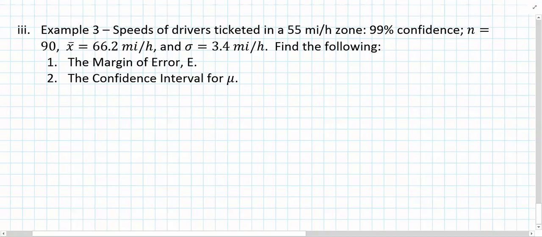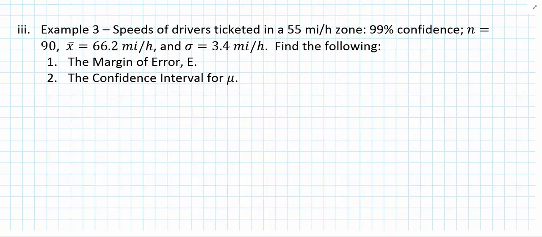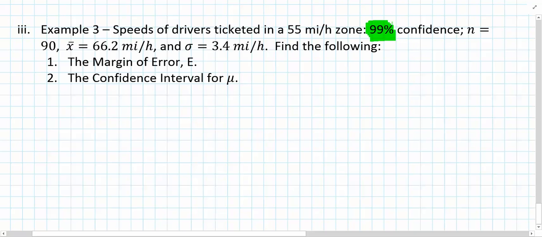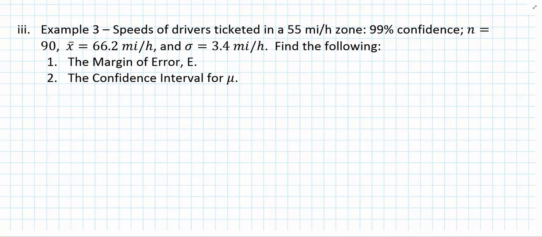Let's try one more example, and I'll ask you to do this on your own and check your work. The only thing that I'll point out here is that we're working with a 99% confidence interval instead of 95. So you will need to use your calculator to find this alpha score, that critical value associated with the alpha score. So again, please pause the video now, try this work on your own, and resume playback in just a few moments to check your work.